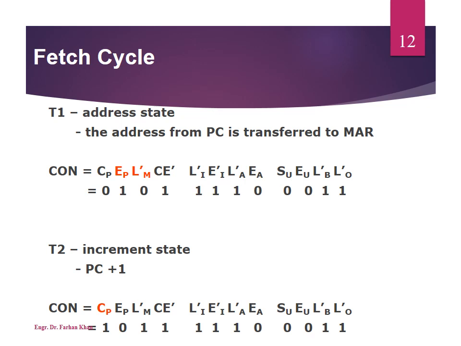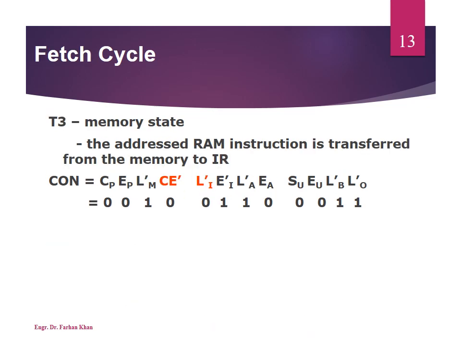Then it's followed by T2, which is called the increment state. At the increment state, the program counter is incremented by 1, and the control word is given as 101111000011. Then we have T3, which is called the memory state, where the addressed RAM instruction is transferred from the memory to the instruction register using the control word. These first 3 T states are common to all 5 instructions. The remaining T states differ for each instruction.